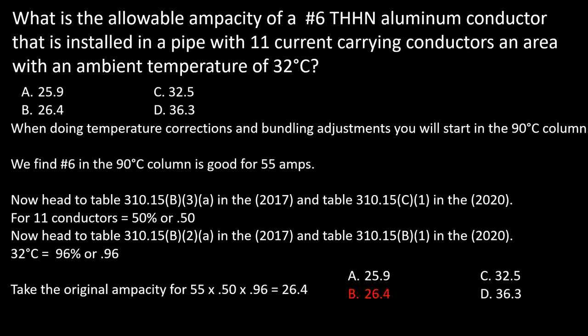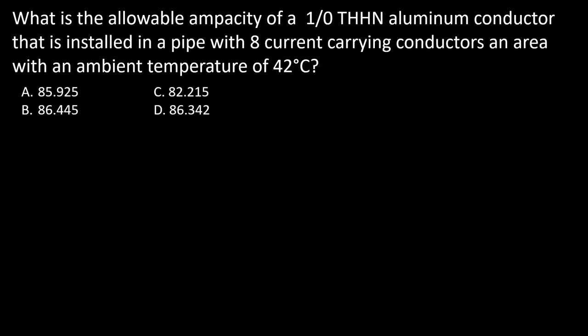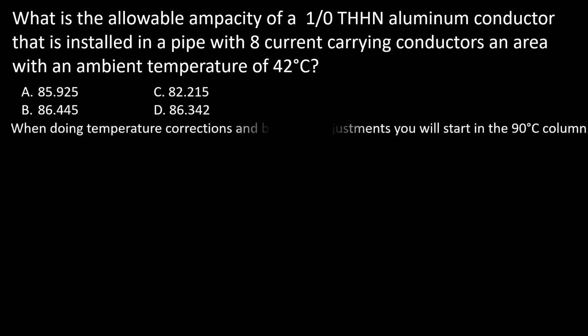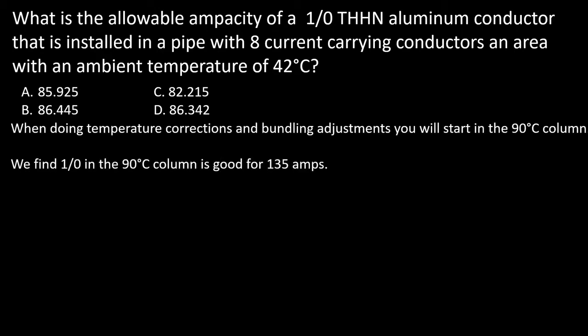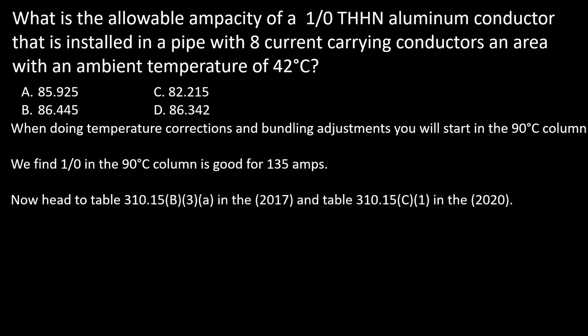Great job. What is the allowable ampacity of a 1-aught THHN aluminum conductor that's installed in a pipe with 8 current carrying conductors in an area with an ambient temperature of 42 degrees C? We're going to start in the 90 degree C column, and we find that 1-aught aluminum in the 90 degree C column is good for 135 amps. Now we're going to do our bundling adjustments. We find out that for 8 current carrying conductors, it's 70% or 0.70.